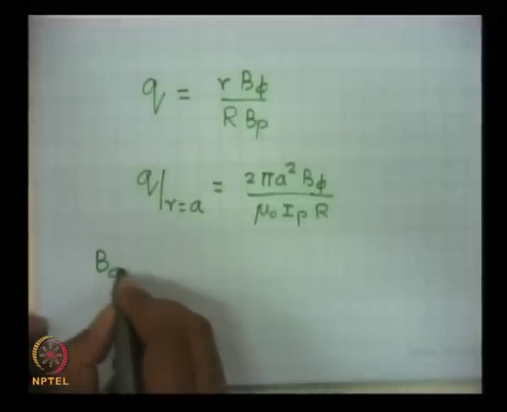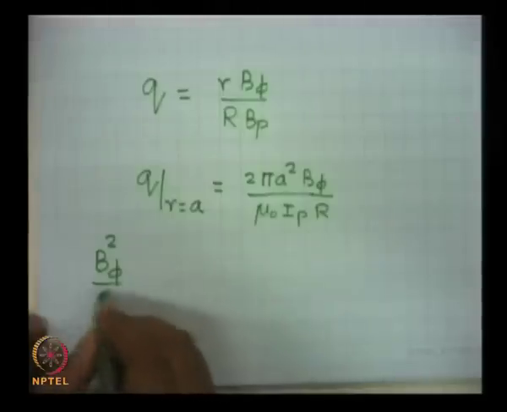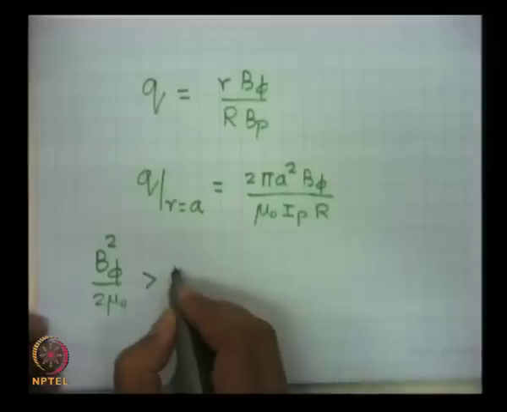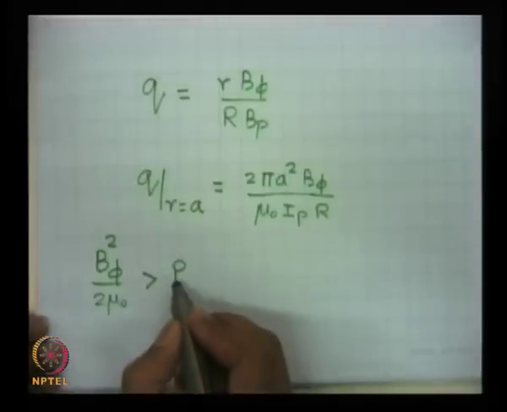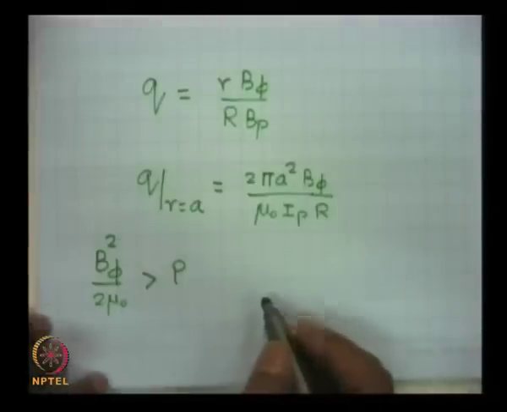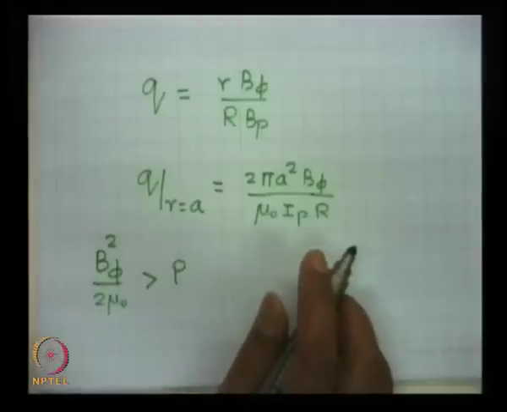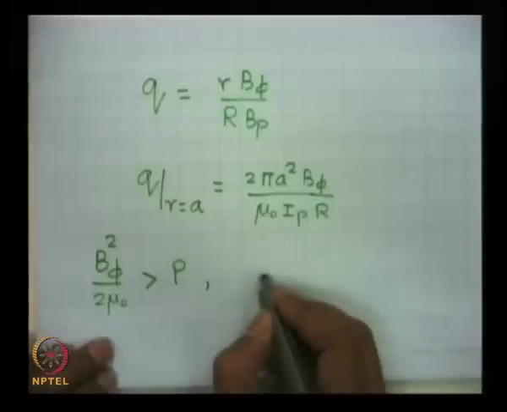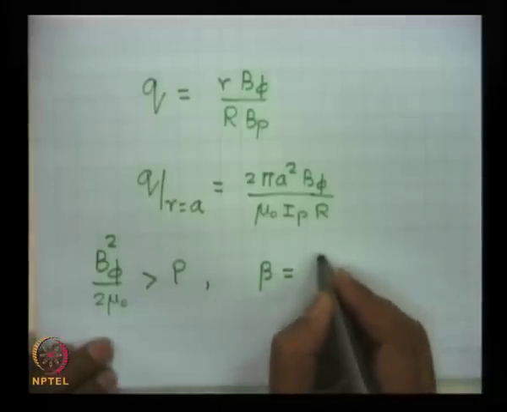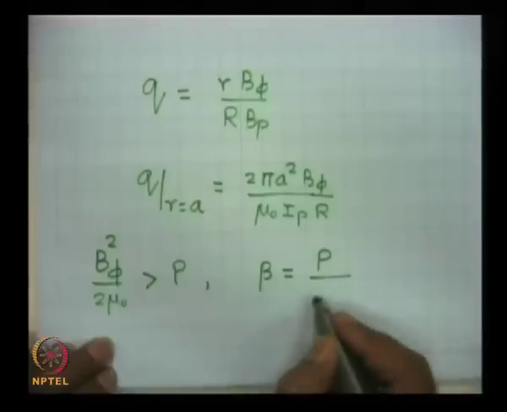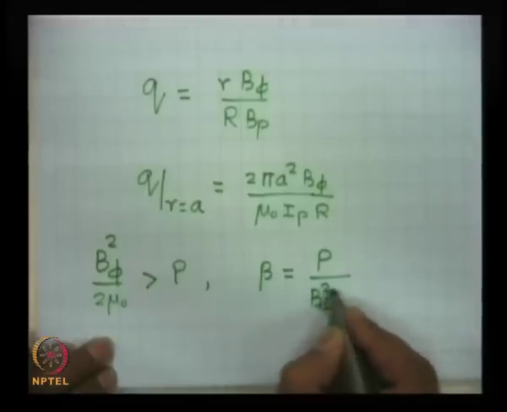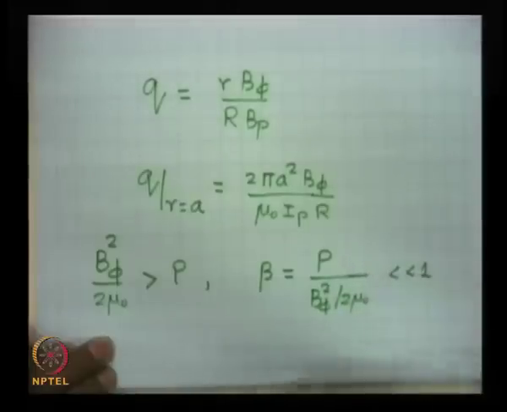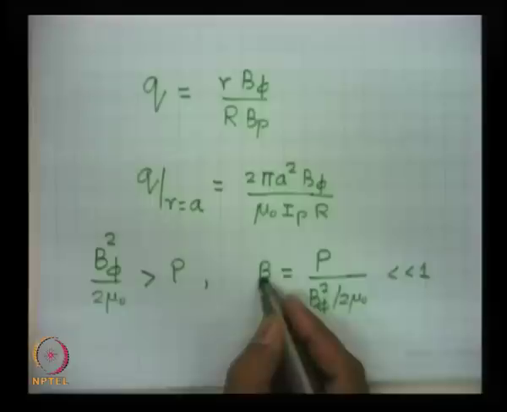B phi such that B square by 2 mu 0, which is called magnetic pressure, must exceed substantially the plasma pressure. The ratio of plasma pressure to magnetic pressure is known as beta of the plasma, and beta has to be much less than 1 to avoid MHD instabilities. So beta of the plasma, which is defined as P, the kinetic pressure of the plasma, upon magnetic pressure B square upon 2 mu 0, has to be substantially less than 1. And maybe 0.2 or something.